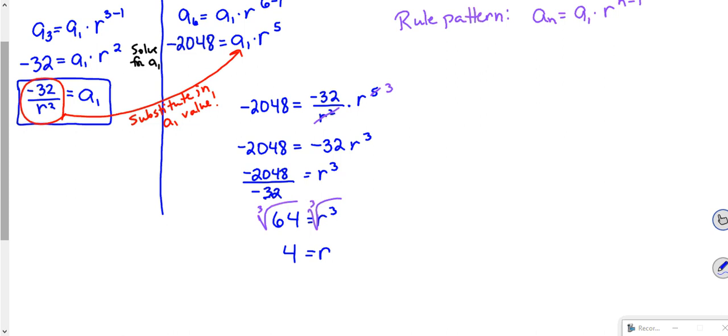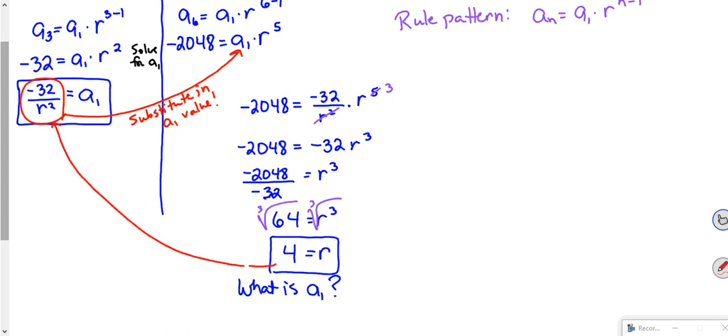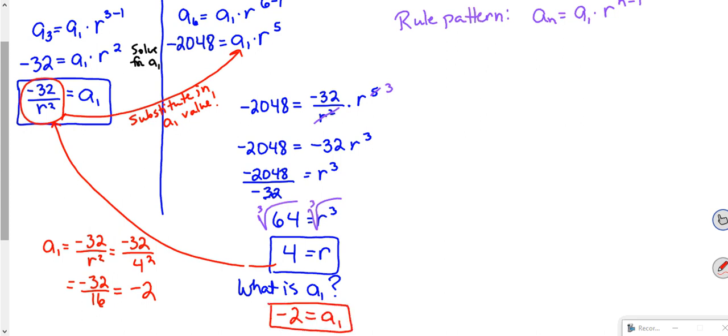Well, if r is 4, what is a sub 1? Because remember, I've got to have a sub 1 and r. Well, poke it back in. Substitute it back. So a sub 1 equals negative 32 over r squared, which is negative 32 over 4 squared, which is negative 32 over 16, or negative 2. So negative 2 equals a sub 1. Substituted and then substituted back.